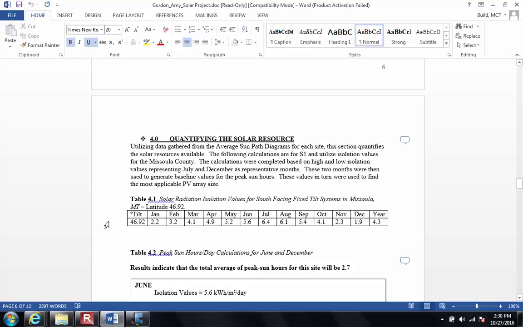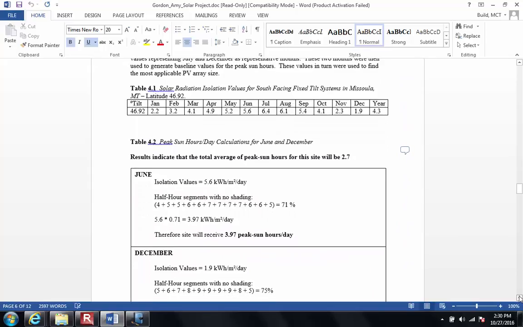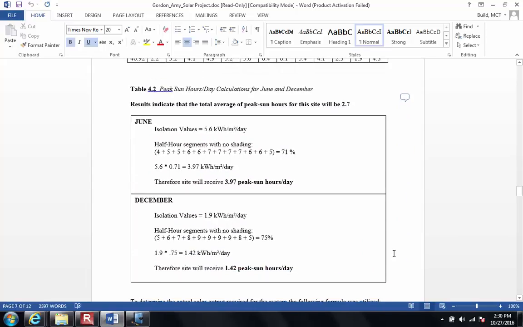Alright, so we took a look at the insolation and figured out if we did a fixed tilt system. Here's the expected output of this is the total solar insolation of the system for each month, which is nice. The PV Watts website will give you that same thing. Peak sun hours: we figured out that it would be in June 3.97 peak sun hours, and in December it would be 1.42 peak sun hours a day.